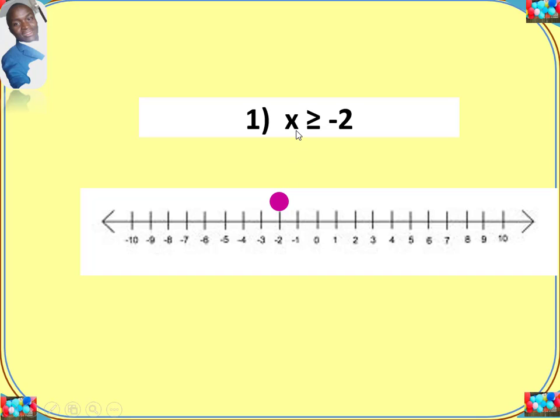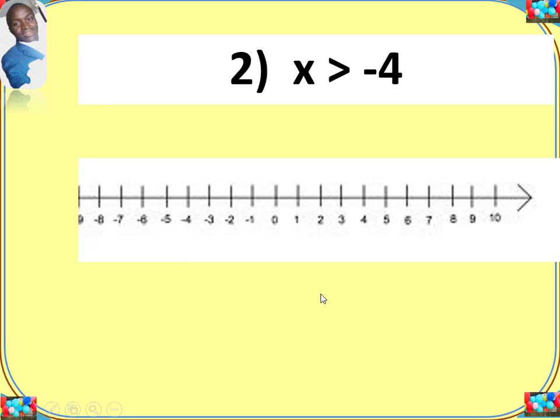If we are to write the values of x, the solution set, -2 is inclusive. That is what we mean when we use a closed circle. It implies that -2 is inclusive. Then greater or equal to, of course, the values on the right are greater. Then I draw my line. You can see it has the arrow showing that the values are continuing.